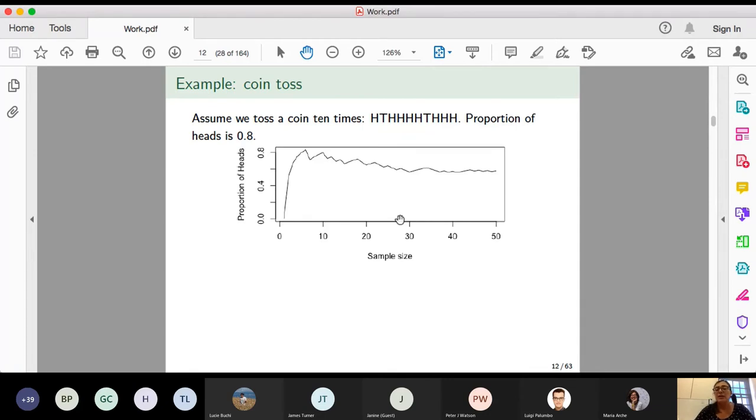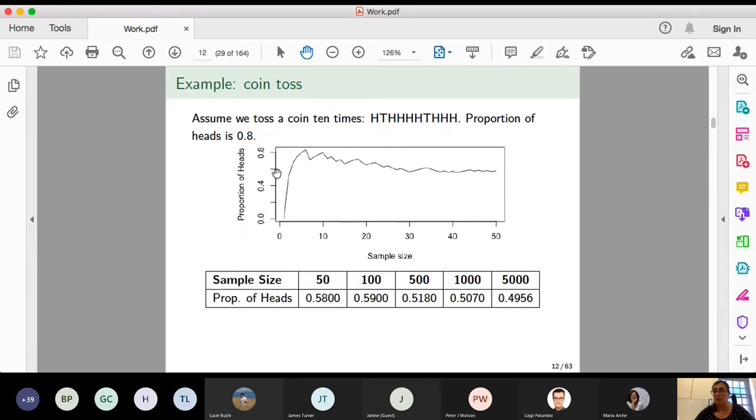And what we can see is that at the beginning, the proportion of heads is very volatile because there is a high variance when the sample size is small, but it tends to stabilize as we increase the sample size. Still, after 50 tosses, the estimated probability of heads is about 0.6, while the real one was 0.5, so not quite accurate. So I keep increasing the sample size, and now I'm showing you the proportion of heads for a sample size of 50, 100, 500, 1,000, and 5,000 for this simulation.